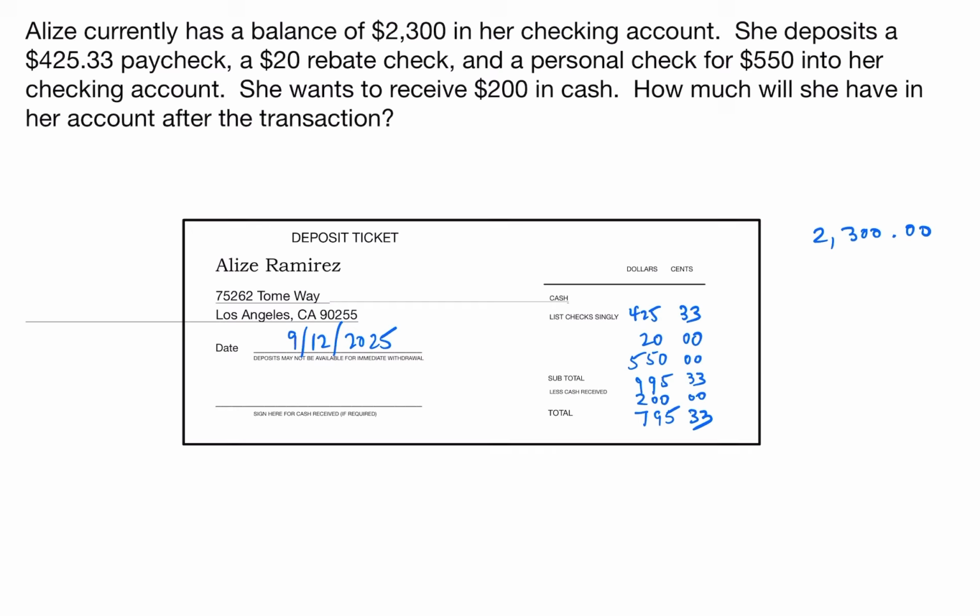After this transaction on the deposit slip, we're going to make a net deposit of $795.33. So we're going to notate that, $795.33. So we're going to add these together and get the balance after the transaction. And now her bank account should have $3,105.33. Okay, so hopefully you have a better feel for how deposit tickets are completed and also know how to calculate the final balance on the account once the transaction is completed.